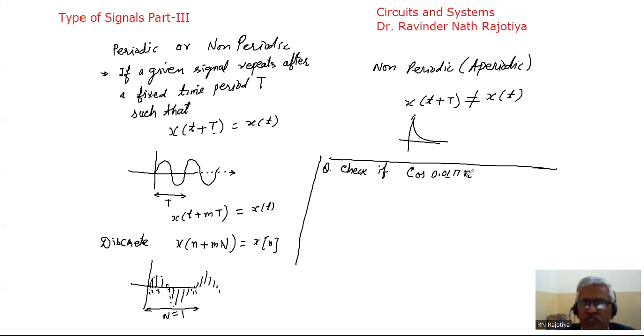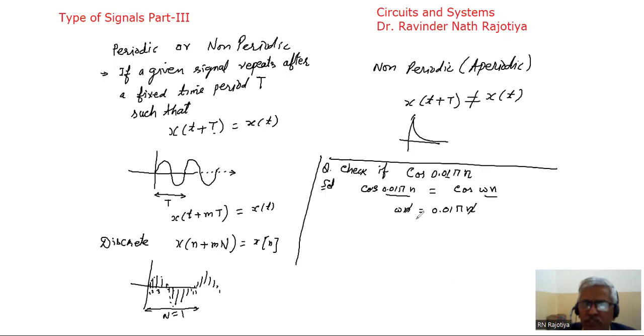Let's check what type of signal this will be. This will be a discrete signal. We can compare this signal as cos of 0.01 pi n with cos of omega n. So the omega n part should be equal to this part. Let me write that omega n is equal to 0.01 pi n.